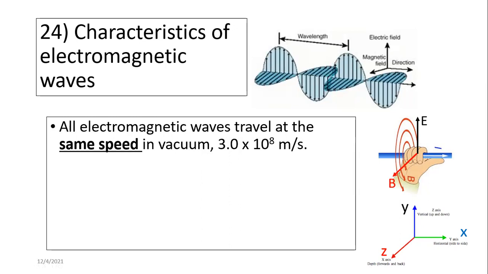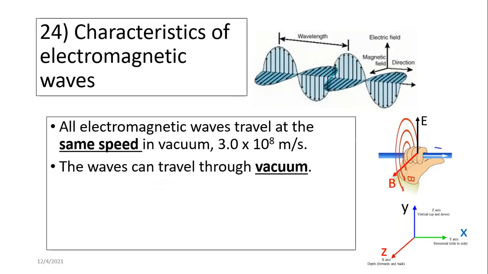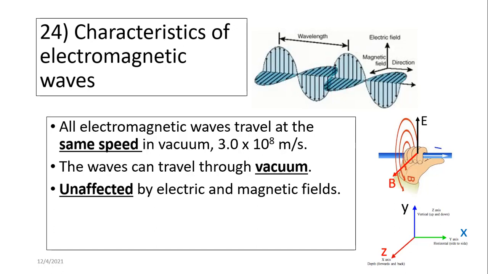All electromagnetic waves travel at the same speed in vacuum, 3 times 10 to the power 8 meters per second. It can be infrared, it can be ultraviolet, it can be X-ray. As long as it is an electromagnetic wave, it has the same speed. They can travel through vacuum, unaffected by electric and magnetic fields, because they are not charged.